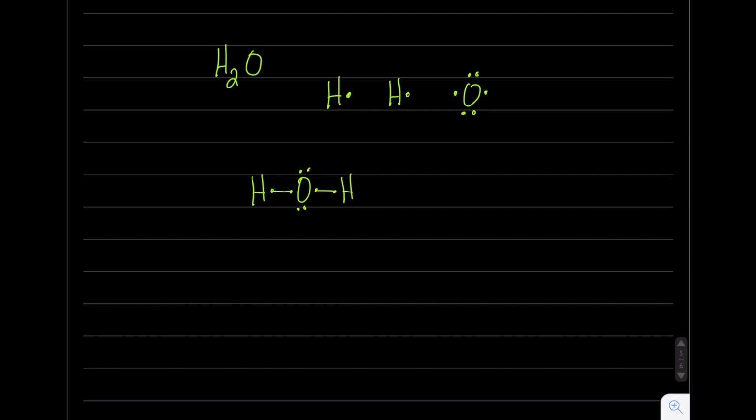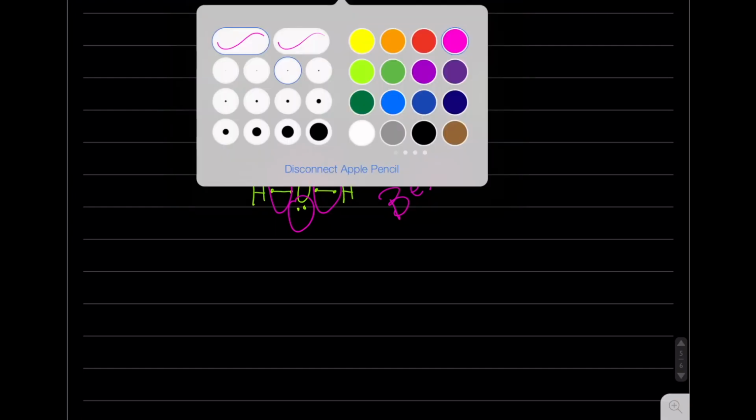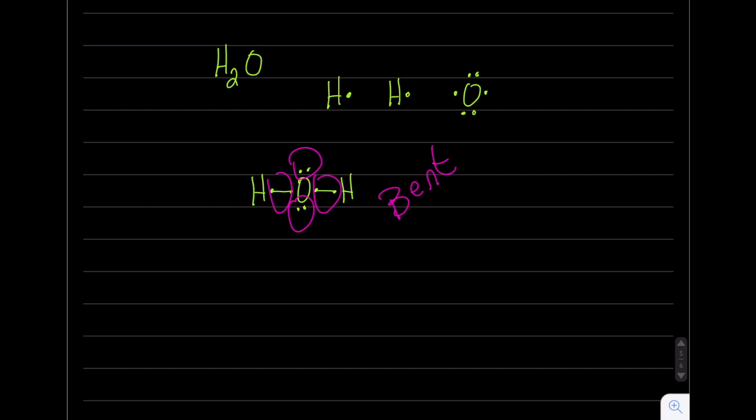Now, for the shape, we have 4 electron domains, 2 bonds, 2 lone pairs. That's going to end up giving us a bent shape. So, more like, let's see, we'll have hydrogen, oxygen, hydrogen. So more like that. Ugly drawing, but hopefully you get the point.